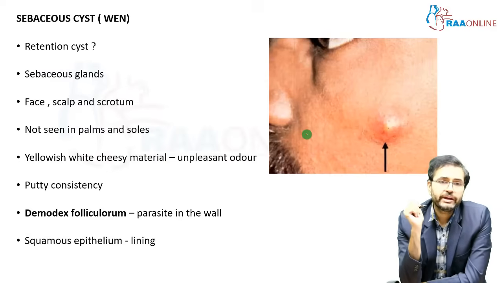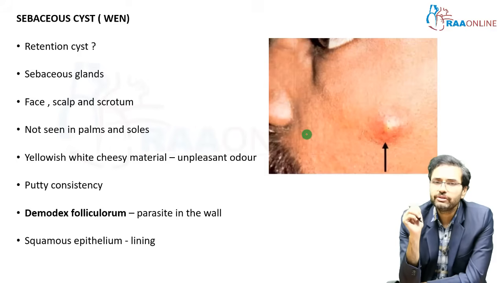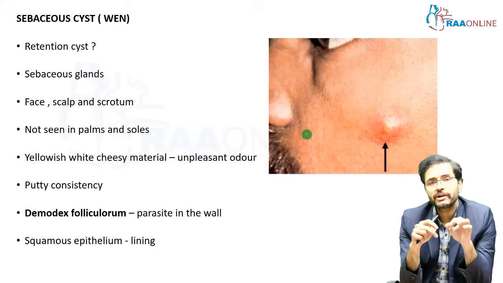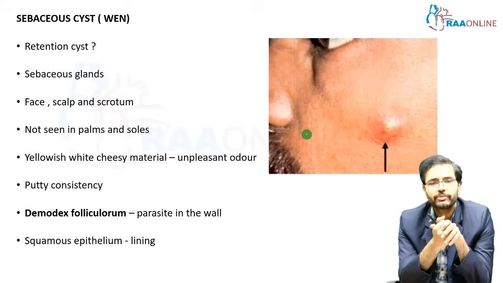Another very common swelling is a sebaceous cyst, you can say. Now, it is a retention cyst. So why do we call it a retention cyst? It is because it occurs because of a block in the sebaceous gland opening.